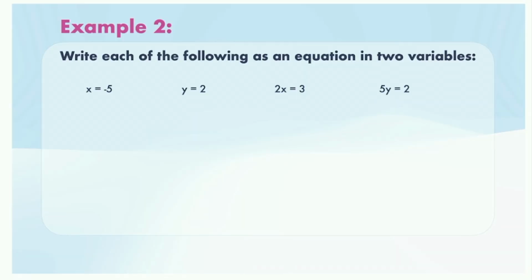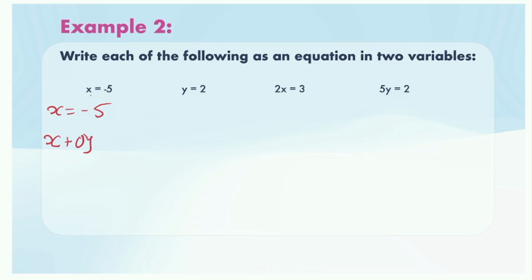Write each of the following as an equation in two variables. You can see here I have x equal to minus 5, so I have only one variable. But my question is I have to convert it into two variables. Now, if there is no second variable in my equation, I can write the coefficient of the second variable as 0. What I'm saying is I have x equal to minus 5 here, so if I want to write it in two variables, I can just simply write x plus 0y.